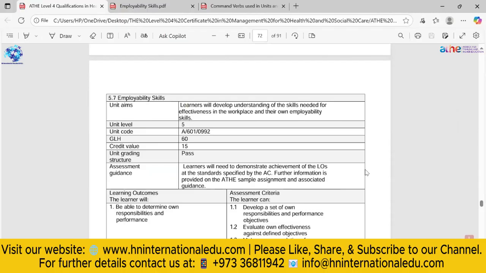Today we have to start a new course that is called Employability Skills. This is actually the last course for level 4. Once we complete this and 4.10, Planning a New Business Venture, we are done with level 4. So we'll then just be submitting the assignments and going through the process.